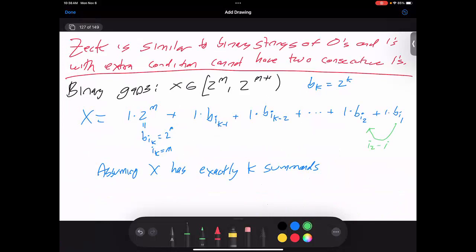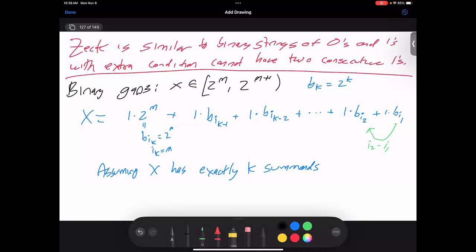Can you explain, I don't understand the notation. Like, what is x in [2^m, 2^(m+1))? That's x is an element of. Oh, x is an element of, okay. So we're choosing some x between 2^m and 2^(m+1). So we write it in binary. Because it's in this interval, it has to have 2^m as one of its summands. So let's assume for definiteness that it has k summands.